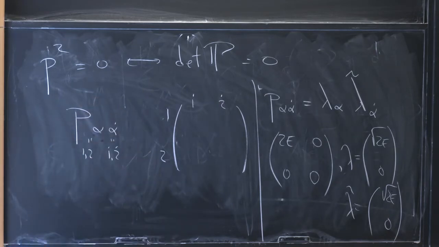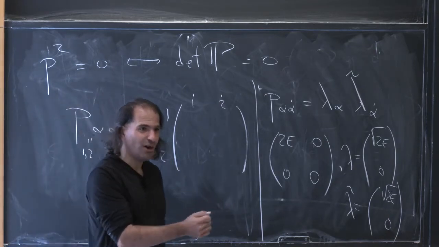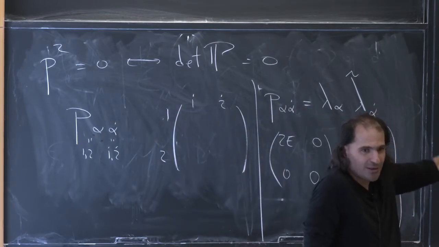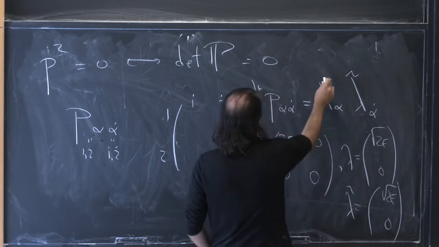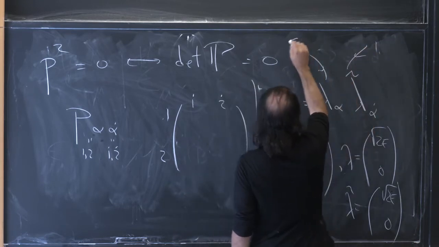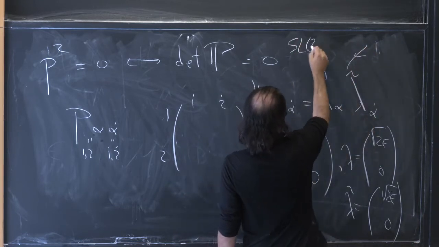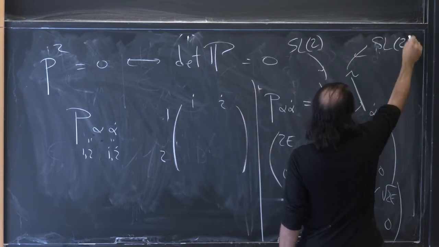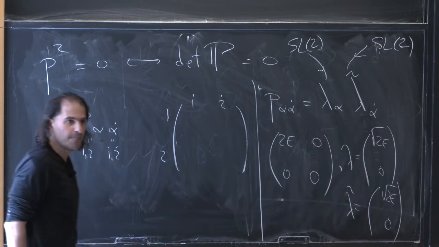And now lambda and lambda tilde, when you do a Lorentz transformation on the p, are acted on by L and R. So lambda and lambda tilde are acted on by one SL2 and the other SL2, because this is just a complex statement. So this is acted on by one SL2, either R or C, and the other SL2.